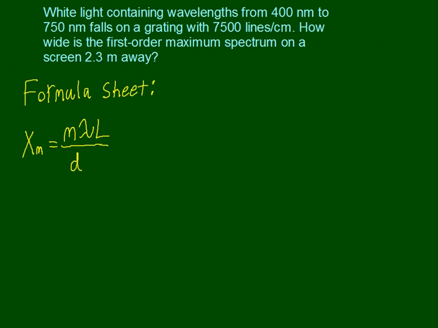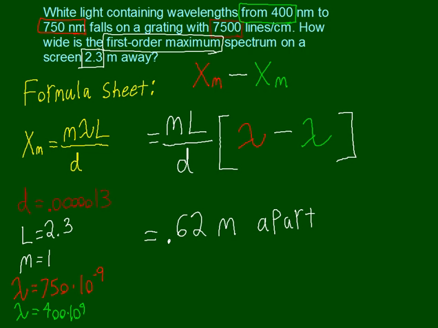All right, to solve this, we need a formula similar to what we used on the last problem, but slightly different. This time it actually tells you where the maximum occurs. The location of the maximum equals m lambda L over d. It's the same m and lambda as last time. L this time is how far away the screen is, and d is the separation of the slits, just like before. So let me start working this out. Basically, this problem is asking how far apart the red maximum is from the green maximum, so I'm just going to calculate both for you.